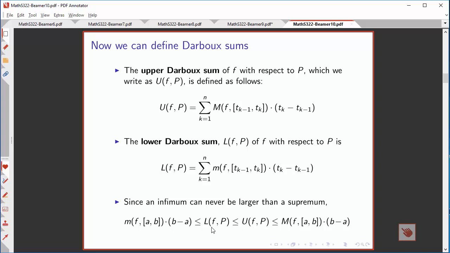Furthermore, the lower Darboux sum is going to be greater than or equal to what I would get if I used a partition consisting of just a single subdivision and took the infimum of the function on the entire interval from b minus a. And the upper Darboux sum is less than or equal to what I'd get if I took the length of the entire interval and multiplied it by the supremum.